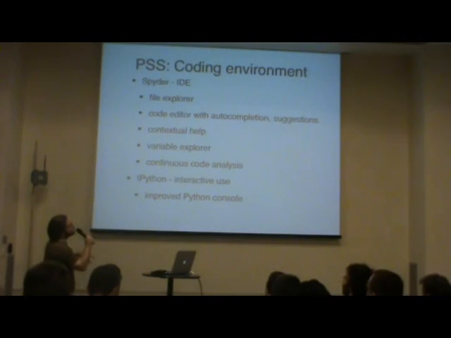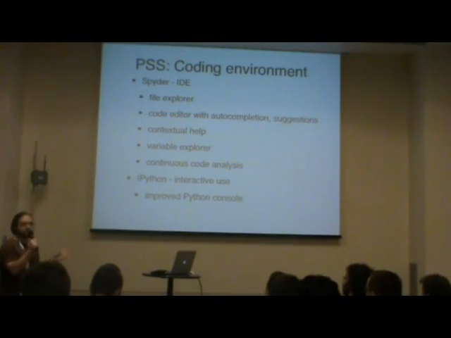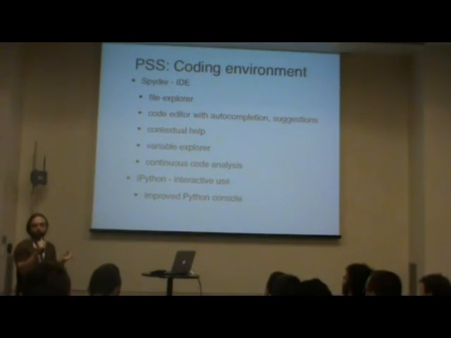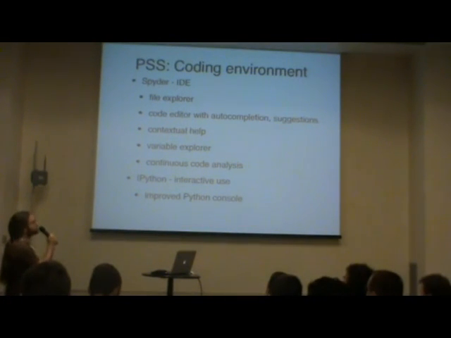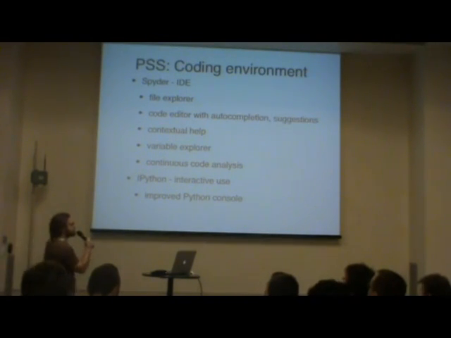Spyder also includes contextual help. When you type the name of a NumPy or a Python function, it will show you the documentation for that function. There's a variable explorer, so you can see what's inside the variables you're using at the time of your coding. There's continuous code analysis and hints and advice on how you can trim down your code.